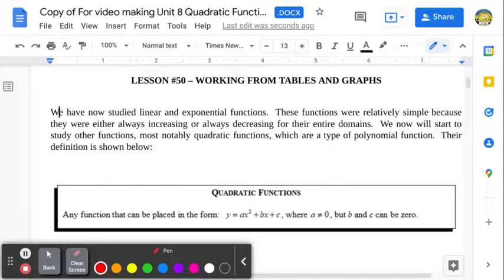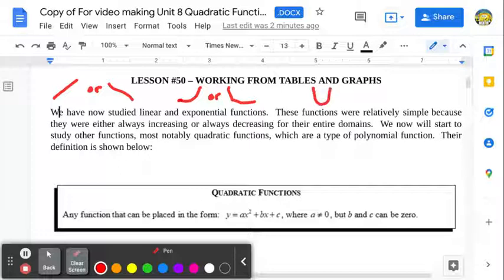So far, we have done lines. They can go up or they can go down. We've done exponential functions, which start off really, really small and get big, or the opposite, start off really, really big and get really, really small. Now, the difference between those and quadratic functions is quadratics do both. They can go down and up to make a U shape, or opposite, up and then back down.